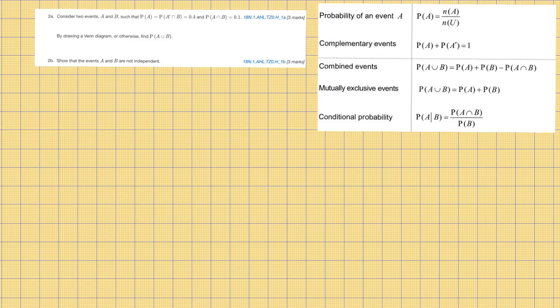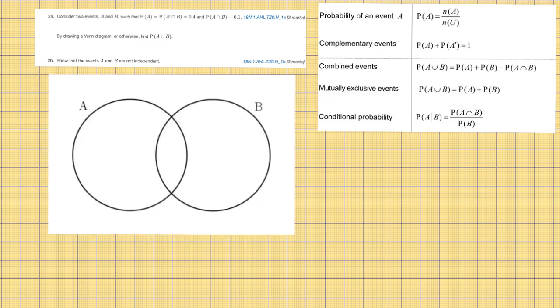Question 2. Consider two events A and B such that the probability of A is equal to the probability of not A intersection B, which is equal to 0.4, and the probability of A intersection B is equal to 0.1. By drawing a Venn diagram or otherwise, find the probability of A union B. So if you draw a Venn diagram, label your known probabilities. Well, we know that the intersection of A and B is equal to 0.1.